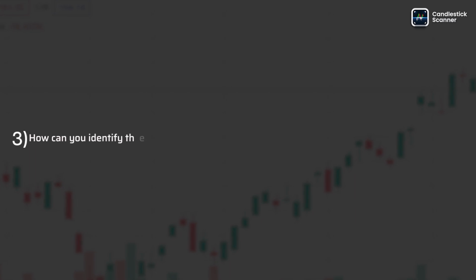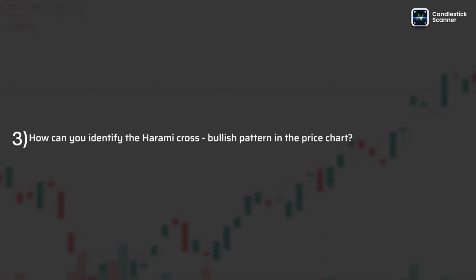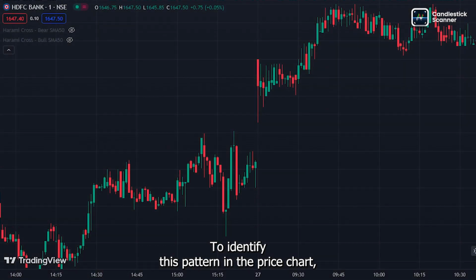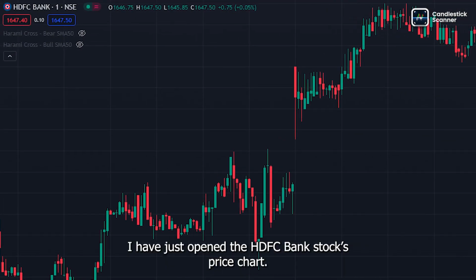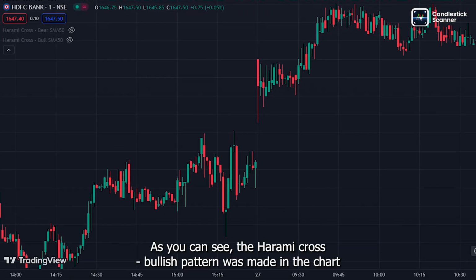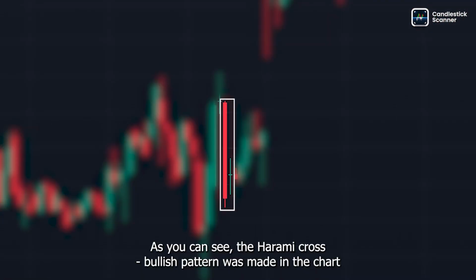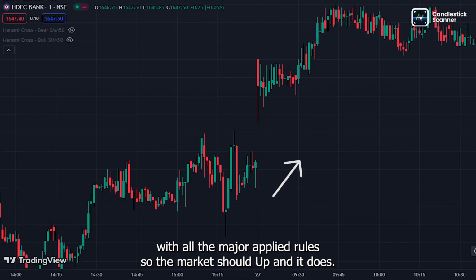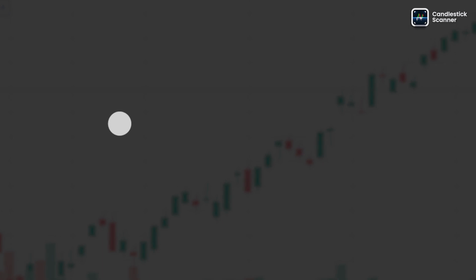How can you identify the Harami cross bullish in the price chart? To identify this pattern in the price chart, I have just opened the HDFC Bank stock's price chart. As you can see, the Harami cross bullish pattern was made in the chart with all the major applied rules, so the market should go up, and it does.